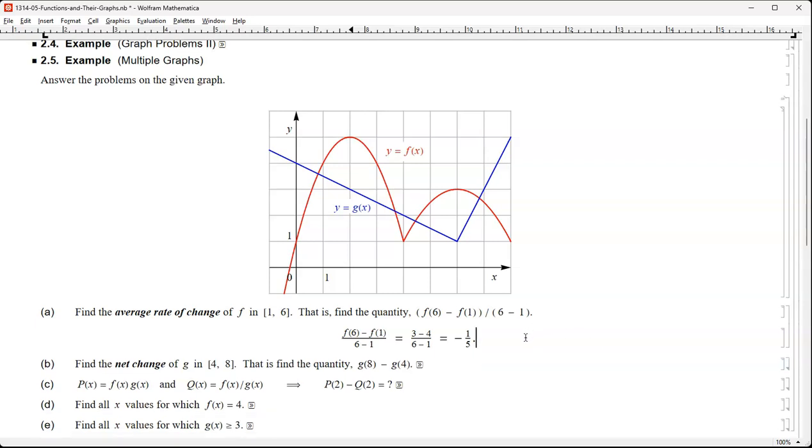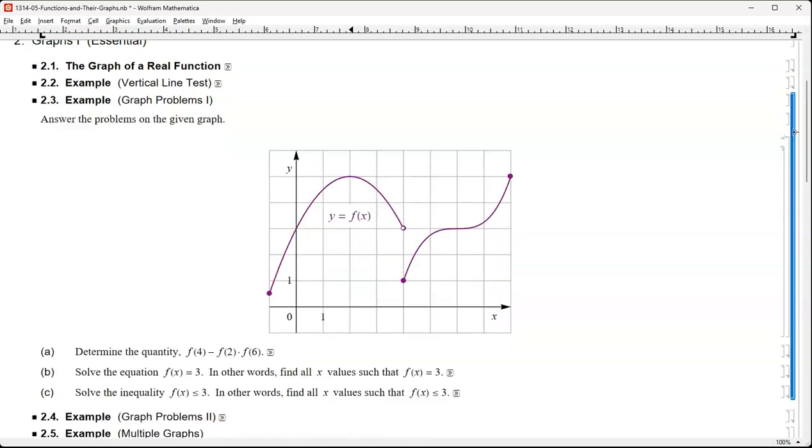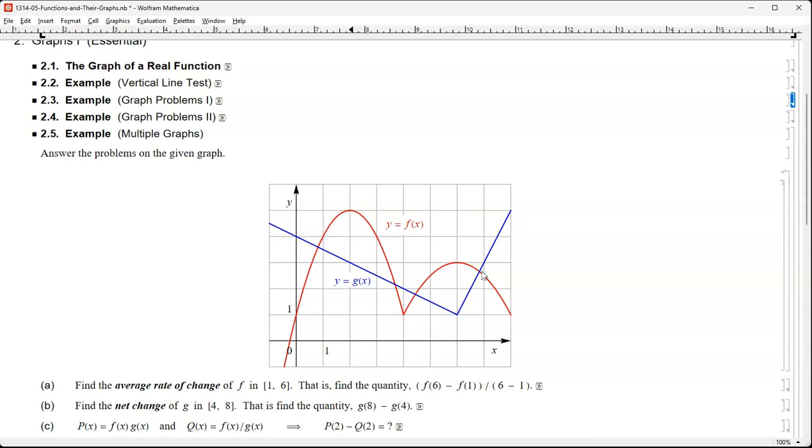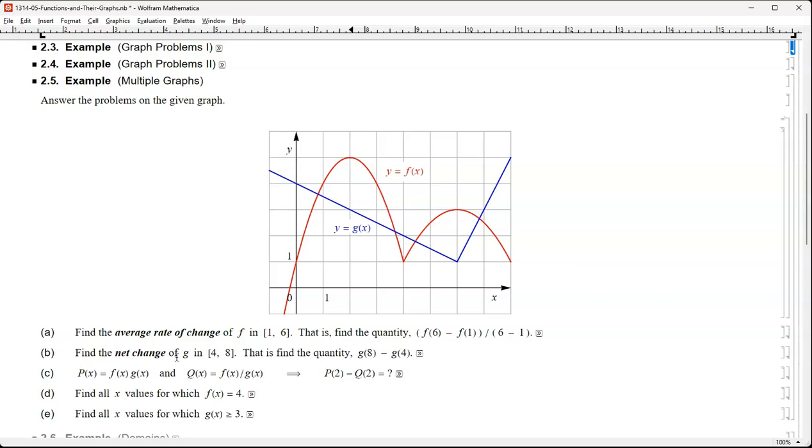So average rate of change, yeah, that appears a lot, but as a matter of fact, any kind of expression would have been okay. Just like 2.3, this was not really a special quantity. If you have f of 2, f of 6, and f of 4, then you can answer the question. Likewise here, if you find f of 1 and f of 6, you can answer the question. Next, find the net change. What is net change? This quantity is called a net change. Just the difference, g of 8 minus g of 4.